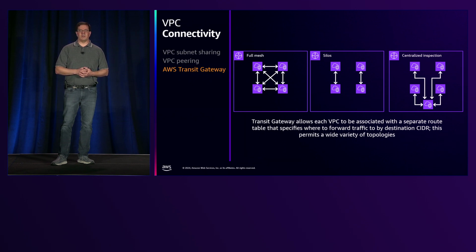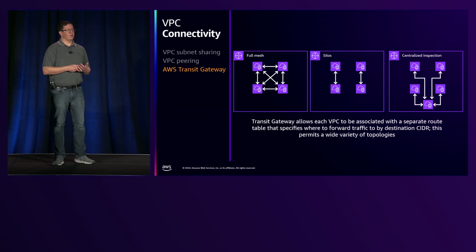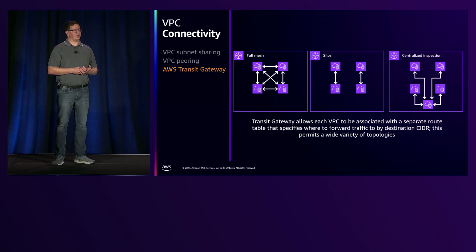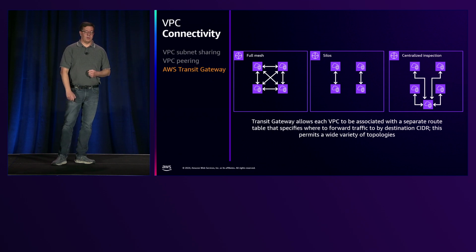While full mesh is probably by far the most common, you can do things like individual silos. You can implement centralized inspection. Anything that you would normally associate with being able to do in terms of router controls, you can probably do on Transit Gateway. So don't just think it has to be full mesh. We have a lot of customers that do different topologies, just depending on what their specific requirements are.